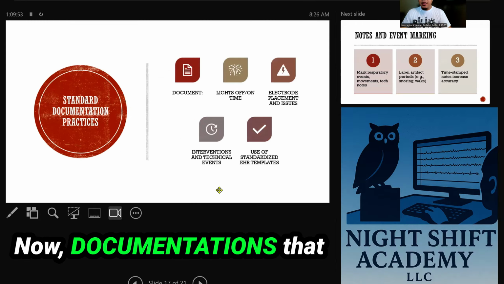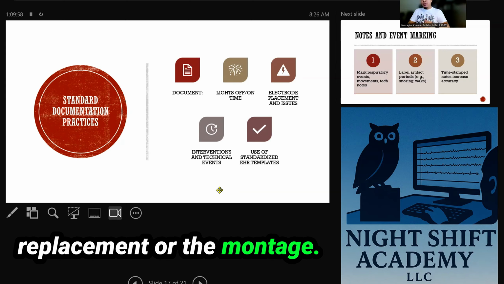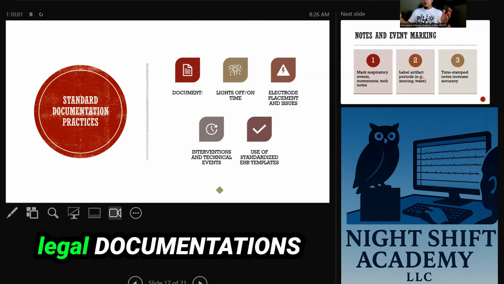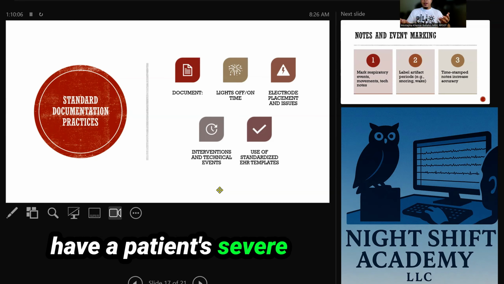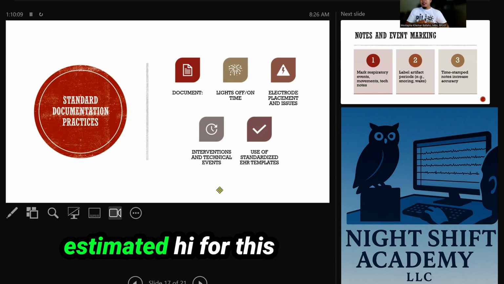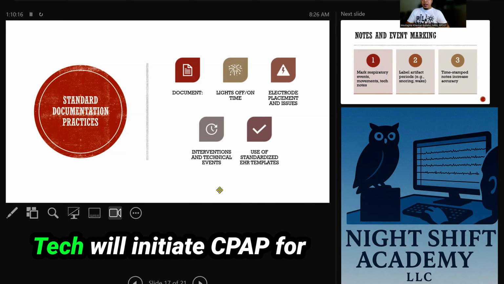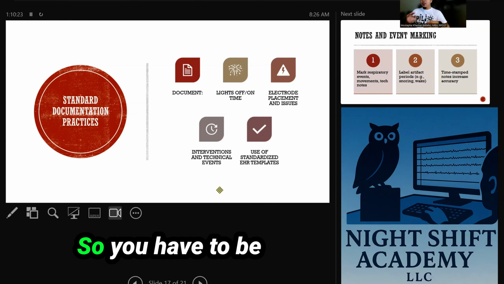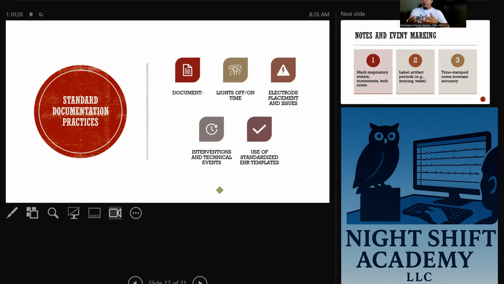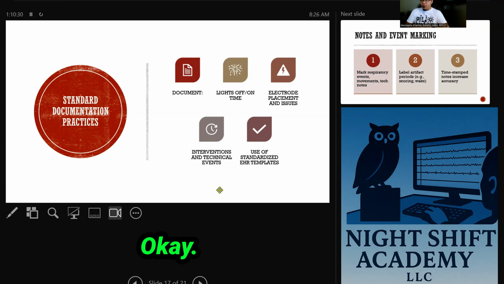Now, documentation that is mandatory, of course, is lights on and lights off, and electrode placement or the montage, because these are all legal documentation of interventions. Let's say you have a patient with severe desaturations noted, and the estimated AHI for this patient is 45 per hour. Tech will initiate CPAP for this patient due to high AHI. So you have to be clear in what you're doing with the patient in your annotations, okay?